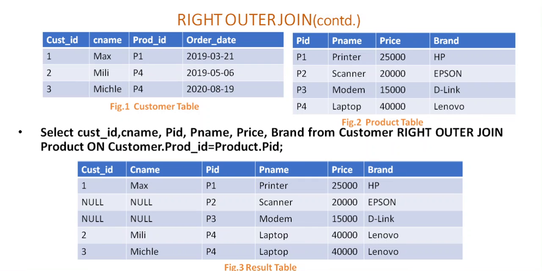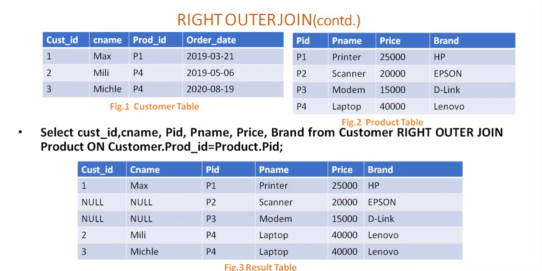It will display all data from the right table. Now your right table is product. It will display all data from the product table and matching data from the left table, that is the customer table, and if no matching data is there in the customer table, then it will display null values. See, in left outer join it will display all data from the left table and matching data from the right table, and if no matching data is there in the right table, then it will display null values for the right table columns. And opposite to left outer join, in right outer join it will display all data from the right table, matching data from the left table, and if there are no matching rows in the left table for the right table, then it will display null values.